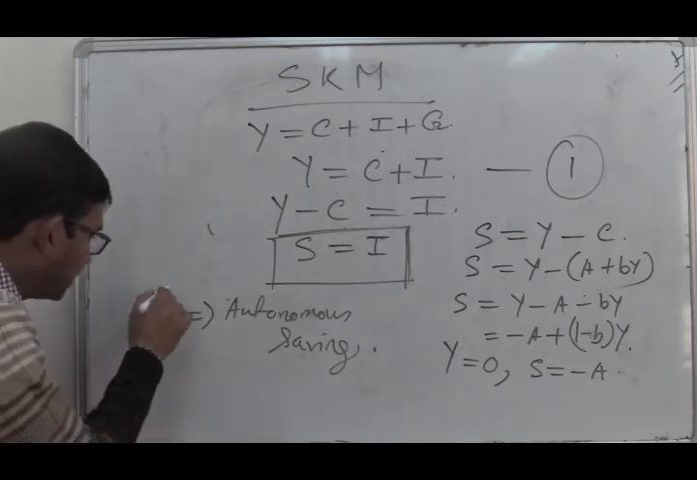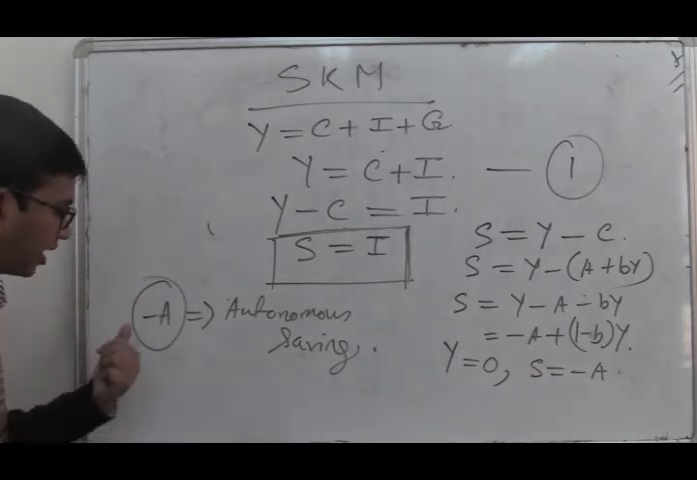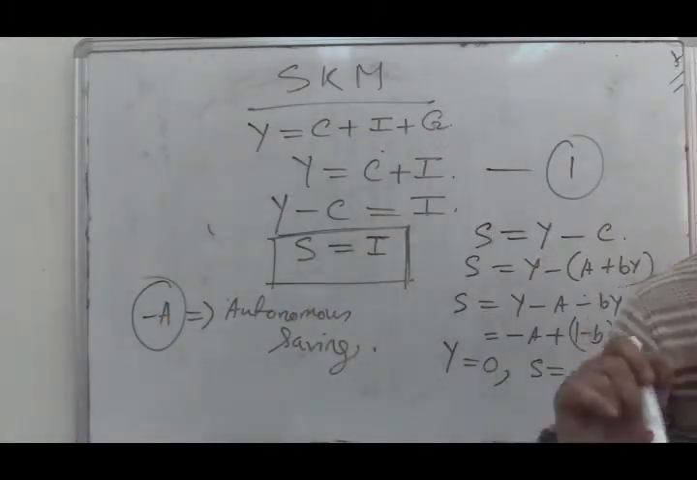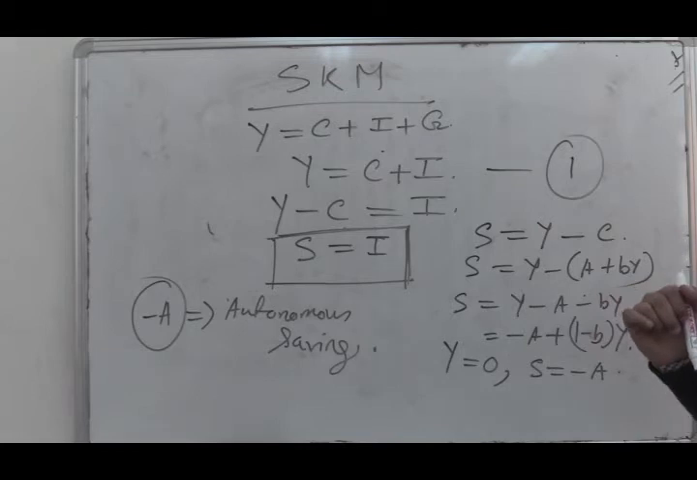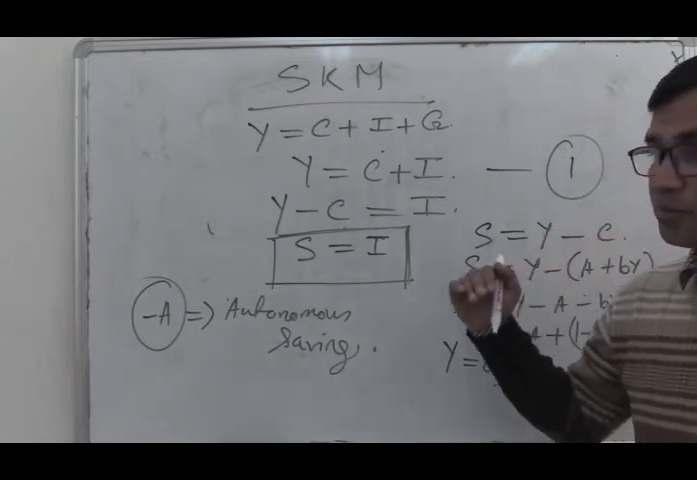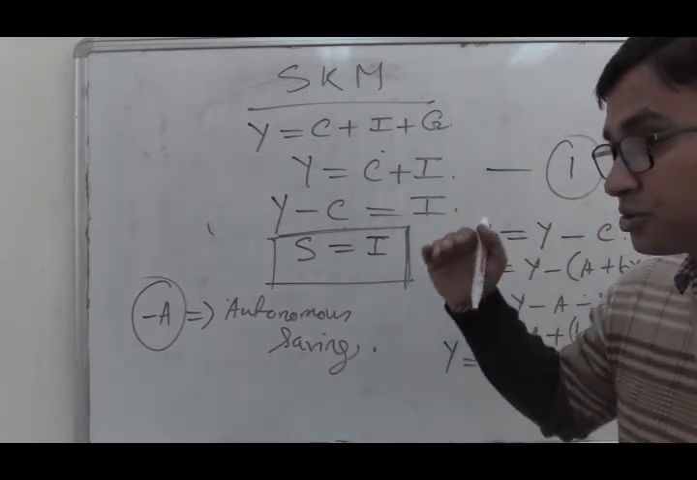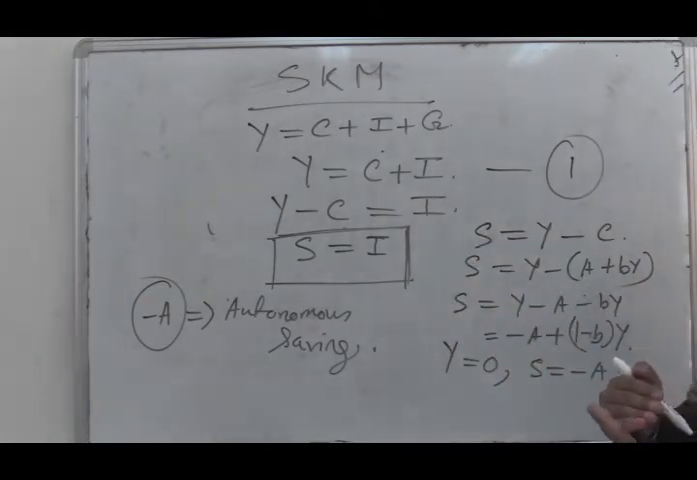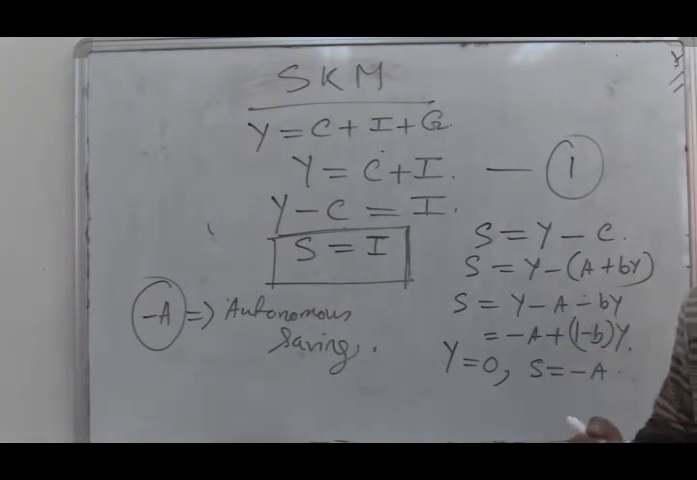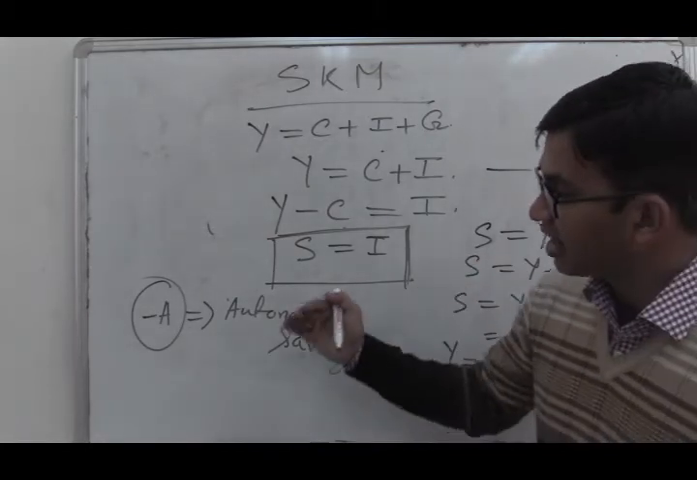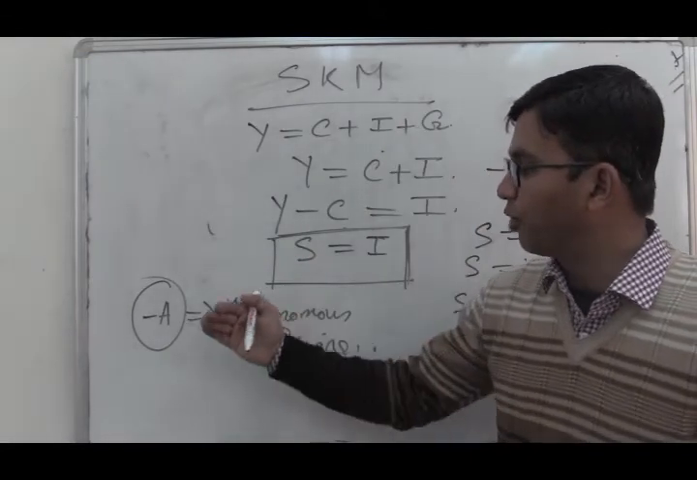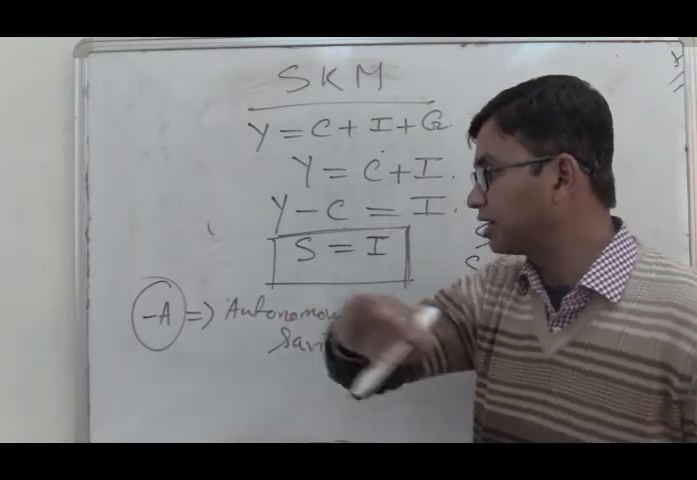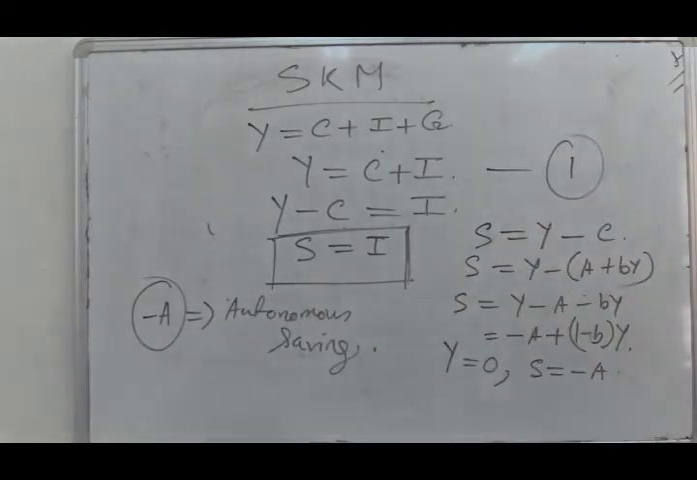So what is the meaning of this autonomous saving and why is it negative? Because we have already considered in the Keynesian consumption function that there is a part of consumption which is known as autonomous consumption. What is that? Even if you have no income in your hand, you need some amount of consumption, and for that maybe you need to borrow. That's why initially, at the zero level of income, your savings is negative.